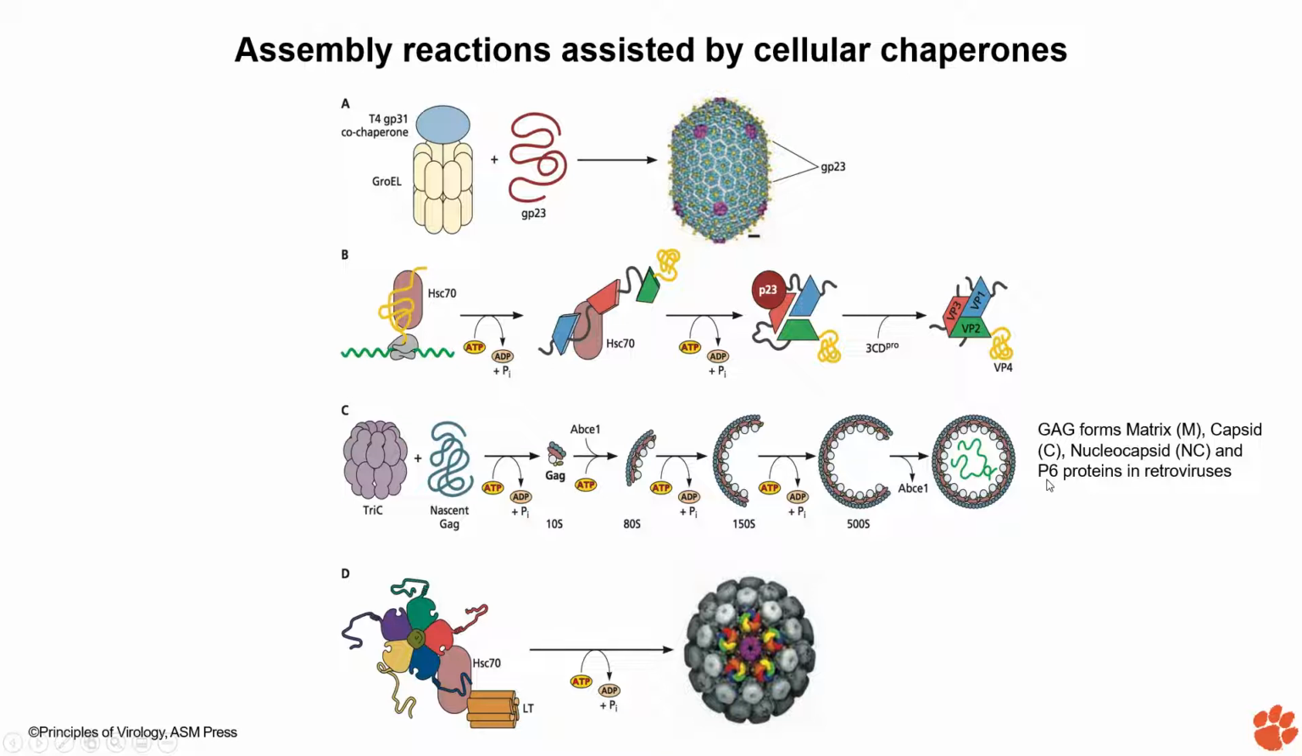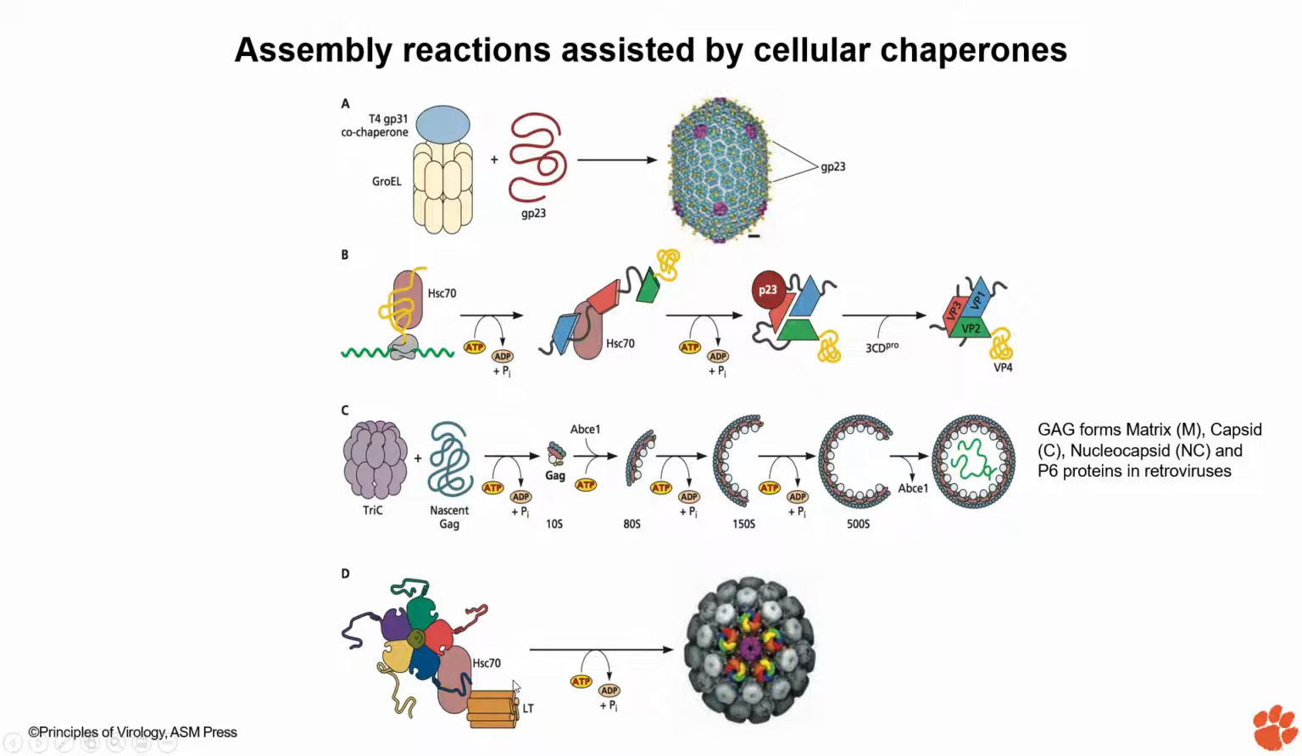Remember that there are 2 other proteins in there, some of them are not in there, but those are the proteins right here. You can see that they are basically formed from the GAG. Remember that these are cleaved again by the proteases to form these individual proteins, and these individual proteins are assembled sequentially. You can easily look at that: there's a 10S subunit, 80S, 150S, 500S, and then finally the genome will be packaged inside the virion.